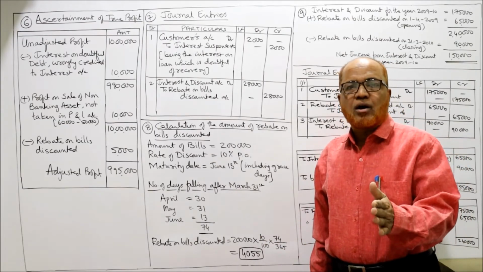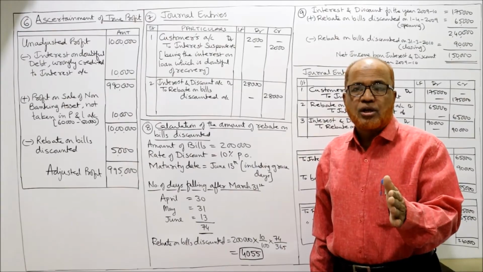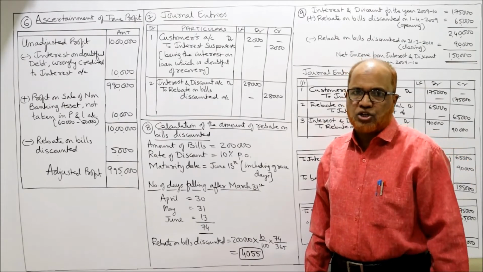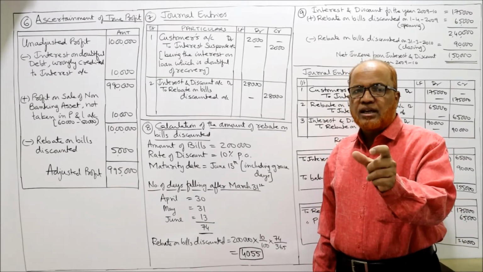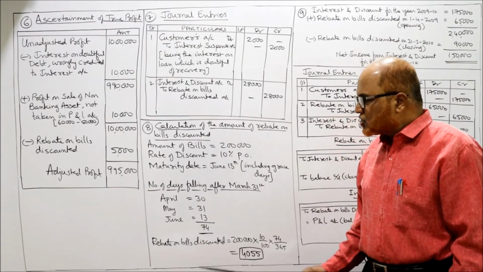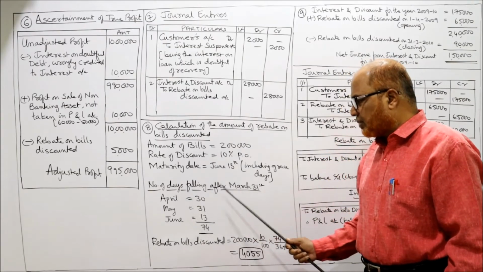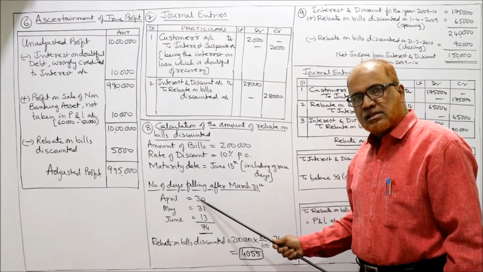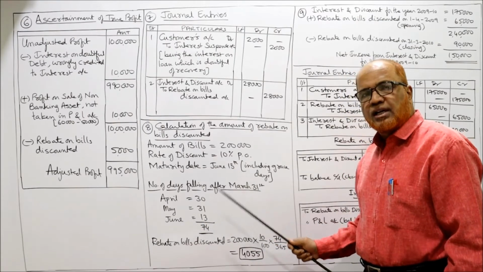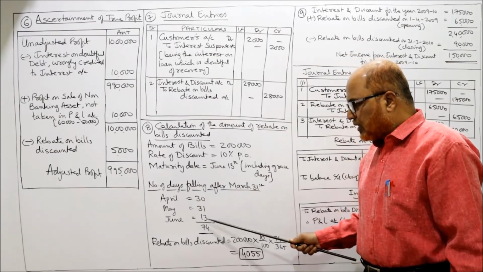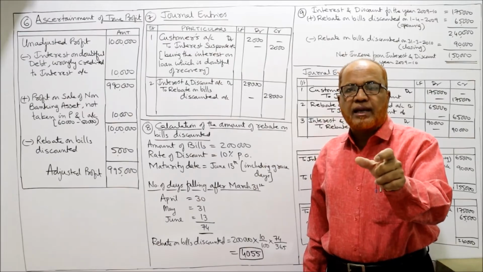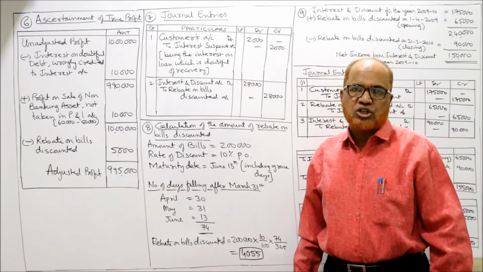We are closing the accounts on 31st March. So how many days are falling after 31st March? We will find out how many days are going into the next year after 31st March. After March, the next months: April 30 days, May 31 days and June 13 days. June 13 is the maturity. So in total, 74 days are falling after 31st March.